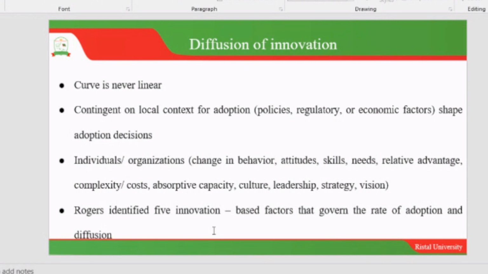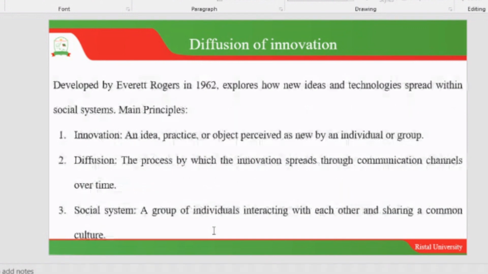Then how easy is it to be absorbed by those organizations or the people that you are targeting, the culture, leadership, strategy, the vision. All those are very important aspects in diffusion or absorption of your innovation, or acceptance of your innovation. So Rogers identified 5 innovation-based factors that govern the rate of adoption and diffusion of any innovation.